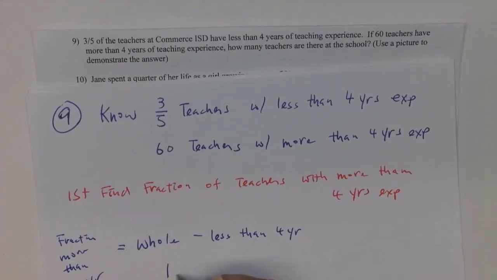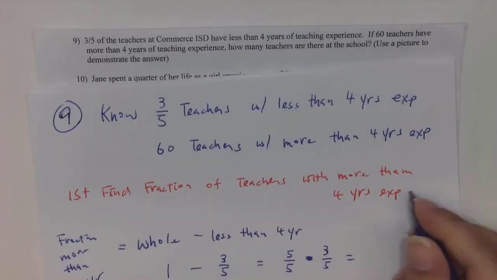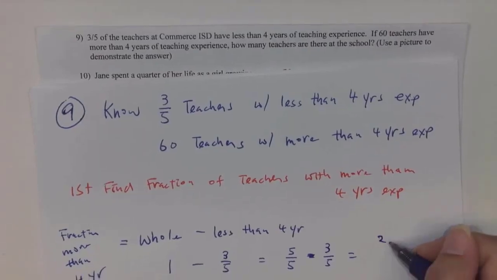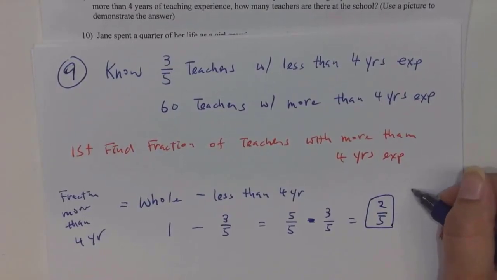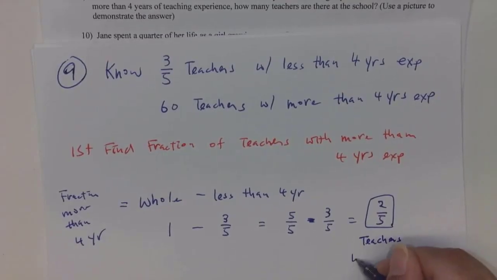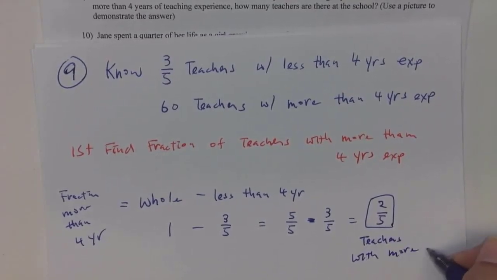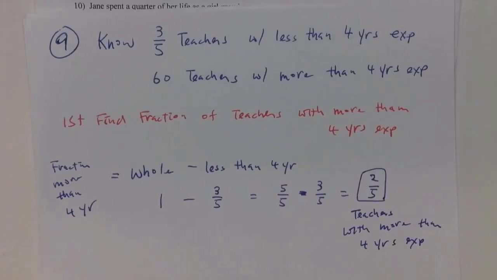So the whole is 1, which is 5/5, like you said earlier, minus 3/5. So the fraction is going to be 2/5. So this is the fraction of teachers with more than 4 years experience, right? Which is the same as how many teachers? 60 teachers.